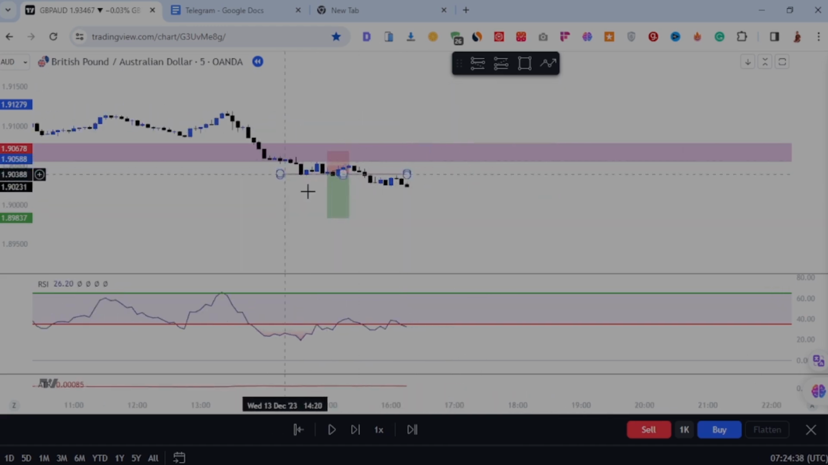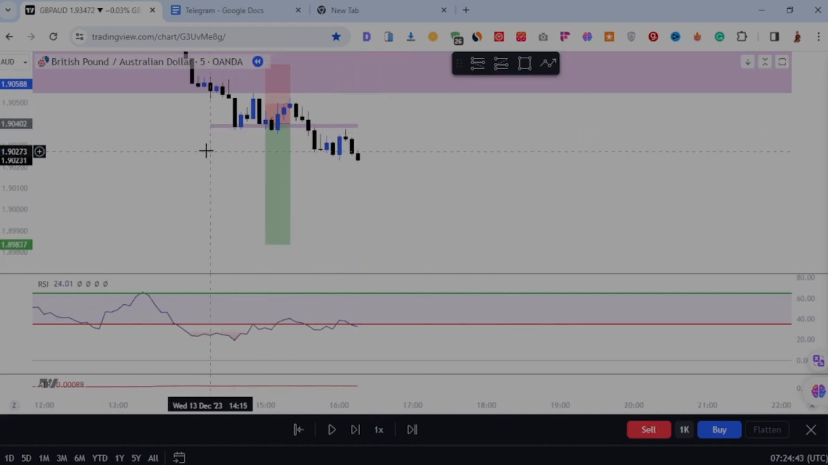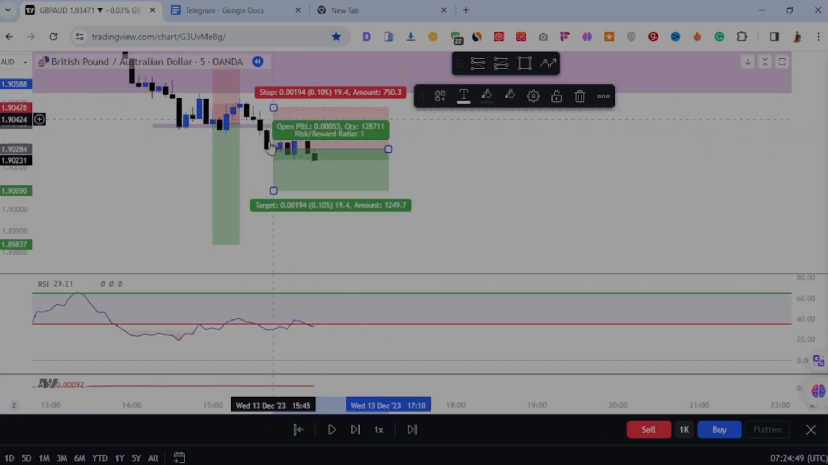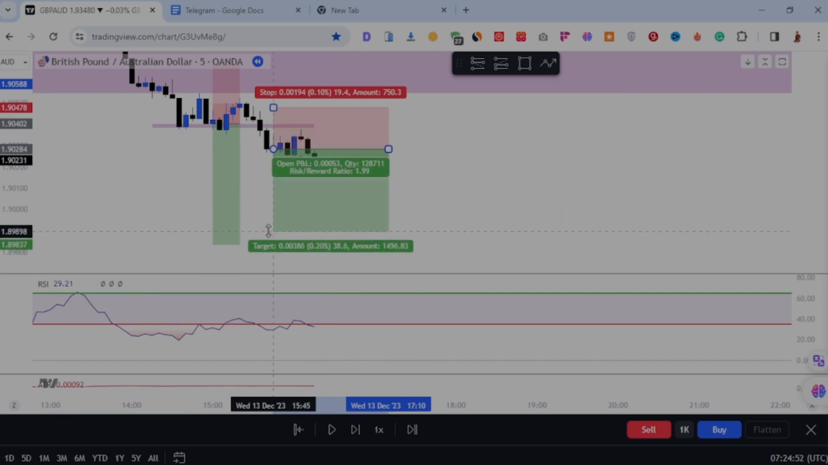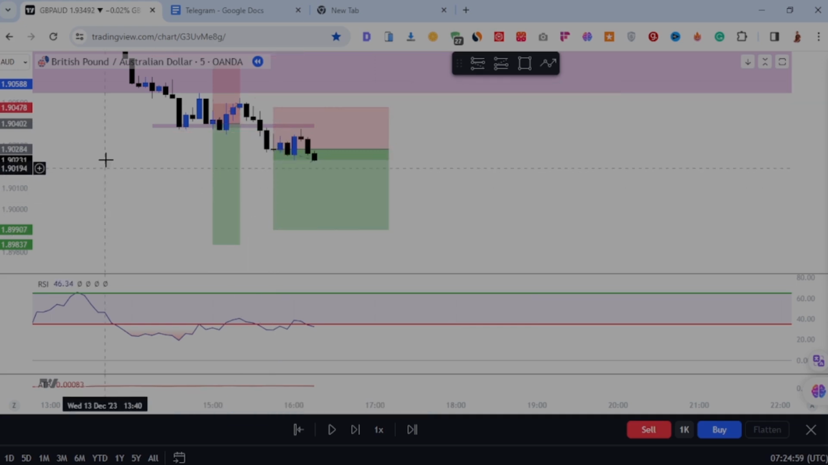So we placed the trade, and I said you could have also placed the trade after the breakout. You can see there's a breakout here. So if you missed the first trade, you could have placed another trade right here, to look like this. Now because we have a zone here, our stop loss is going to be near here, so it's going to be something like this, right?